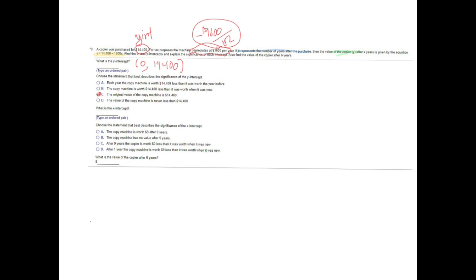What is the x-intercept? So remember that the x-intercept is the value of x when y equals 0. And so I would just take the equation and in place of y, I would put 0 because I'm looking for the x-intercept. It's the value of x when y is 0. And then I would solve this equation.